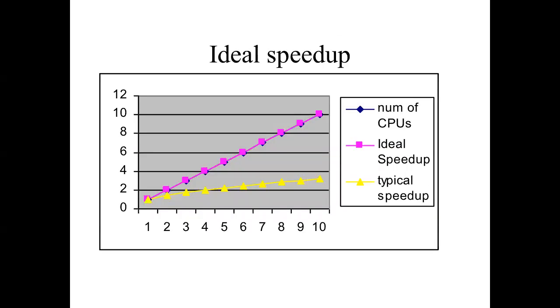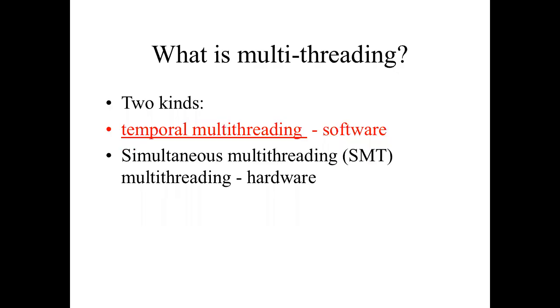Normally we'd like to see 10 CPUs give us a 10x speed up. But typically we get a speed up that's somewhat less than 10. And we know that is at least in part because of Amdahl's law, or rule of thumb, if you like. And when it comes to multi-threading in Java, it's typically software-based threading. That is called temporal multi-threading. We do a kind of task switching with a low overhead context switch because we're sharing threads.